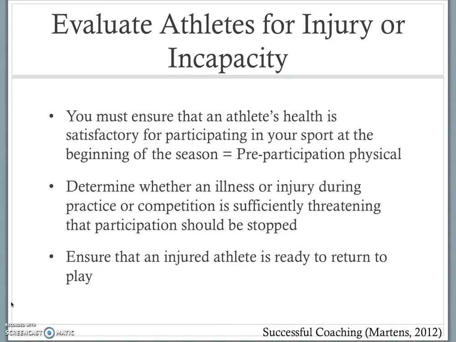Duty 7, evaluate athletes for injury or incapacity. You must ensure that an athlete's health is satisfactory for participation in your sport prior to the start of the season. This is done through the pre-participation physical, which includes a complete health history and physical exam done by a medical professional. During the season, it is your responsibility to determine whether or not an illness or an injury that occurred during practice or competition is sufficiently threatening that participation should be stopped.